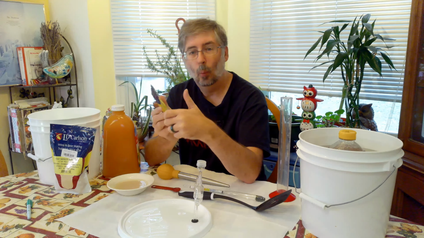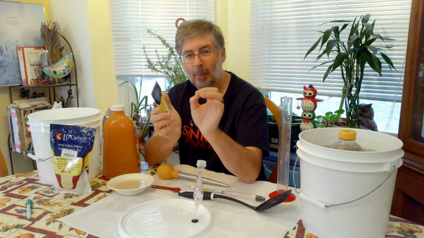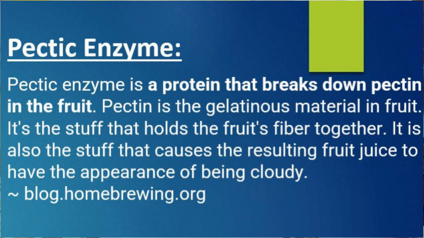So when we look at what is specifically a pectic enzyme, what we find out is pectic enzyme is a protein that breaks down pectin in the fruit. So pectin is the gelatinous material in fruit. It's the stuff that holds the fruit fiber together. And it's also the stuff that causes the resulting fruit juice to have the appearance of being cloudy.